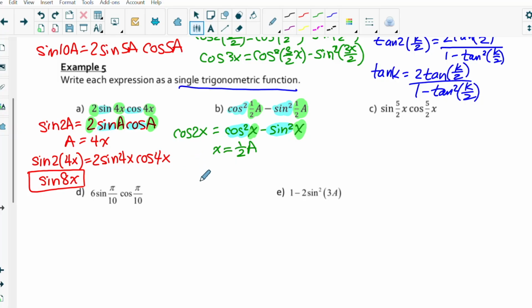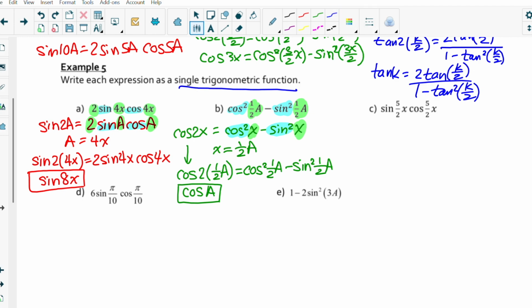So when I do that, I'm going to bring this down. I want one single trig function. Cosine of 2 times 1/2 a equals cosine squared of 1/2 a minus sine squared of 1/2 a. We're looking for just a single trig function, so cosine of 2 times 1/2 is 1, so it's just cosine of a. All of this simplifies back down to cosine of a.